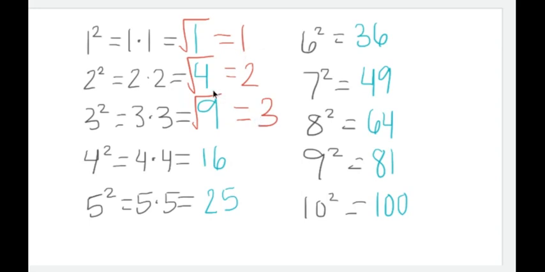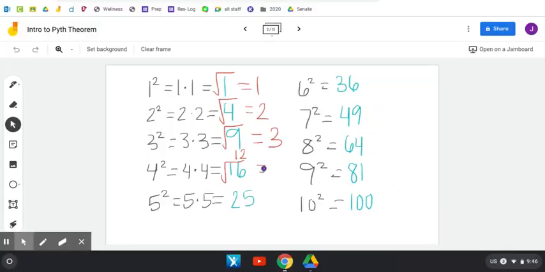So as you can see, there are these numbers in between because we go from 1 to 4 to 9. So if I were to look at, for example, the number 12, the square root of 12 is going to be somewhere in between 3 and 4.